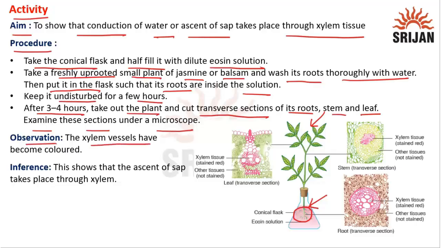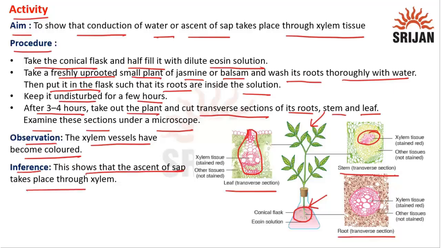The xylem vessels have become colored. So if we see the transverse section of leaf, we can see only the xylem vessels are colored, and the color is the same as that of eosin. And similarly, in the case of the transverse section of stem, we can see that the xylem vessels are colored, and the same observation for the transverse section of root as well. So what is the inference? That this shows that the ascent of sap takes place through xylem.